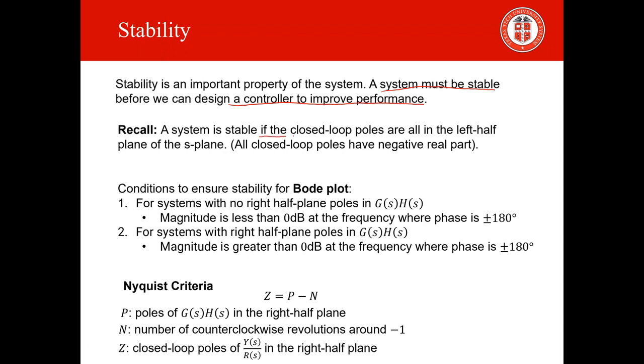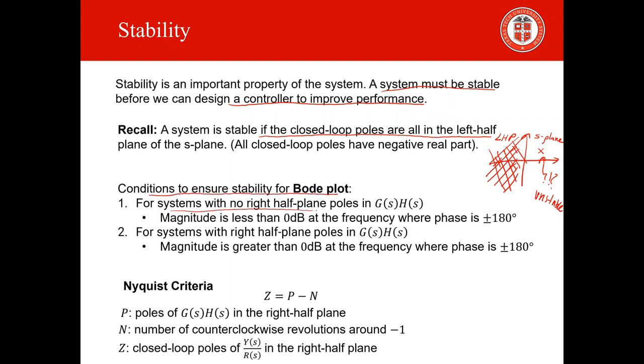For a system to be stable, all the closed loop poles have to be, remember, in the left half plane. If this is our S plane, then all the closed loop poles are in this left half plane. If we have any poles in the right half plane, like over here, this means that our system would be unstable. But as long as they're in this left half plane, then we're good.